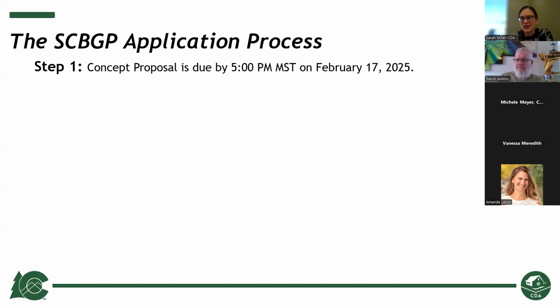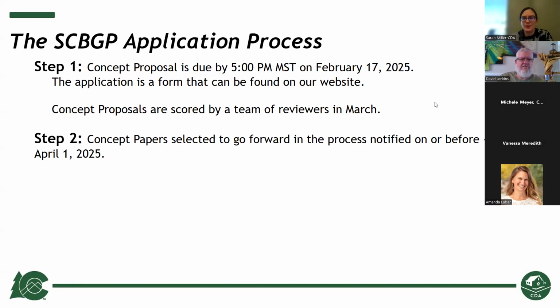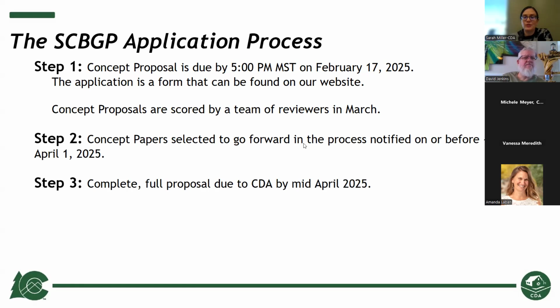So get those questions in early so that we can give you all the help that you need if they come up. The application this year is a form that can be found on our website, and we'll go over that in a second. Concept proposals are scored by a team of reviewers in March. The papers are selected to go forward, and the proposers will be notified on or before April 1st. Complete full proposals are due to the CDA by April 25th, because then we have to submit a state plan to the USDA AMS.